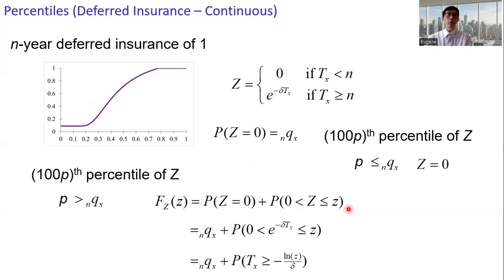All right, so for deferred insurance, the CDF of Z equals nqx, plus the probability that Tx is greater than or equal to this expression. So there are two parts, which correspond to the CDF for deferred insurance.